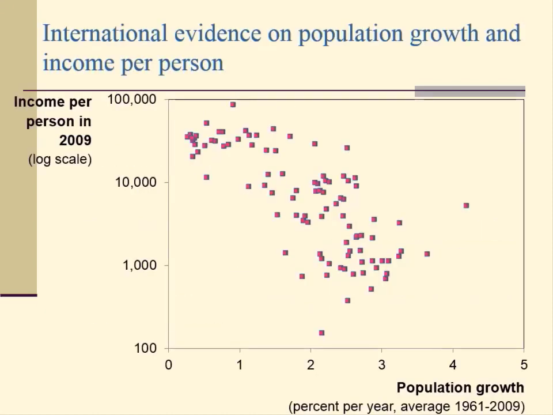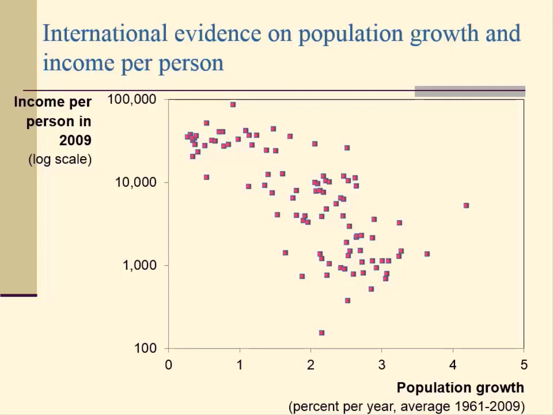This figure is a scatter plot of data from 96 countries, and it shows that countries with high rates of population growth tend to have low levels of income per person. As you can see, there is a downward sloping trend line. On the horizontal axis you have population growth, on the vertical axis income per person. What the downward sloping trend line tells us is that as population growth goes higher, income per person falls, and vice versa. And this is consistent with what the Solow model predicts.